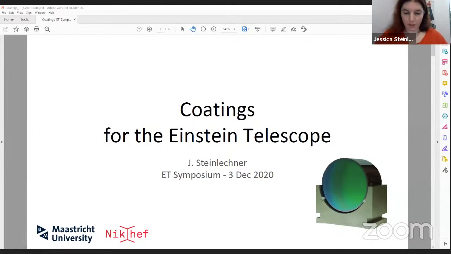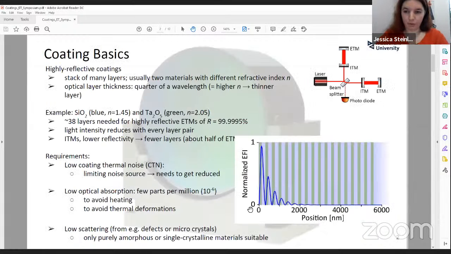Yeah, so I will give a brief overview of where we are with coatings for ET, and a bit of background on which properties are actually relevant and how certain changes actually affect coating thermal noise. Just starting with a few basics about coatings. The coatings I'm talking about are just the ITM and ETM coatings here.